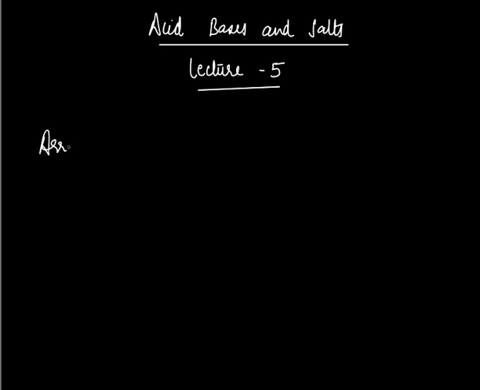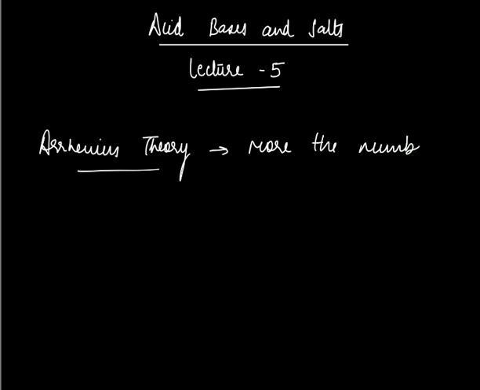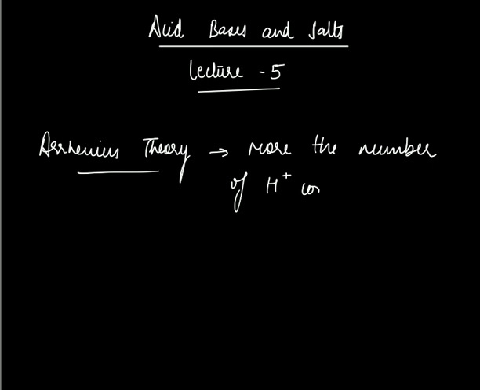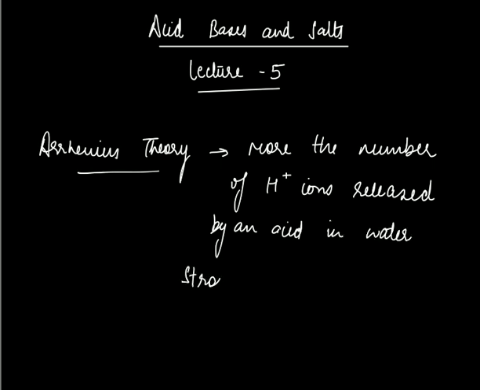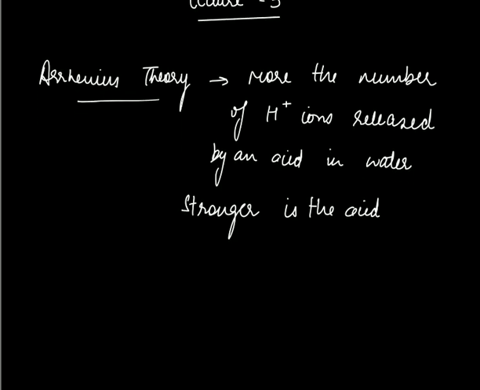So, Arrhenius theory suggests that the more H positive ions released by an acid, obviously in the presence of water, the stronger the acid. The same applies for a base. For OH negative ions, it's the same concept. The more OH negative ions released by a base in water, the stronger the base.